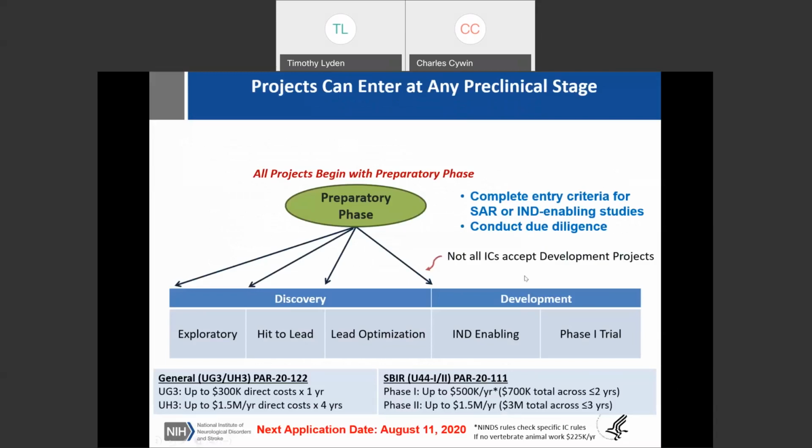It is important to note, as I said, you can come in anywhere along the pathway, but not all of the ICs accept development projects. So keep that in mind. For instance, NIDA and NIMH are not really accepting projects that are coming in only at the development phase. They want to look at earlier stage projects.